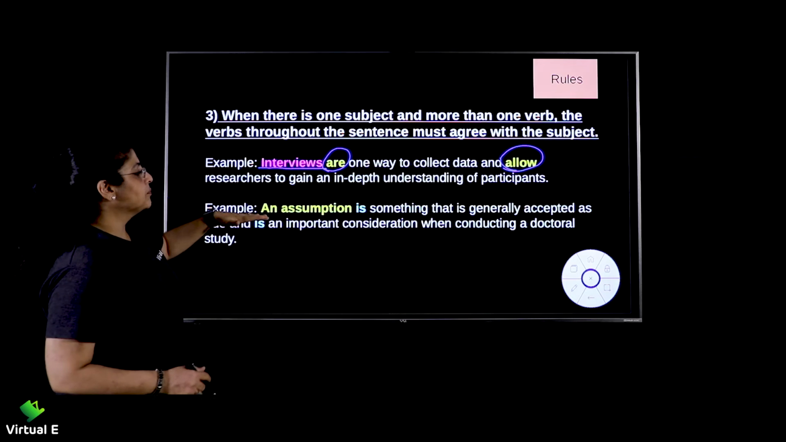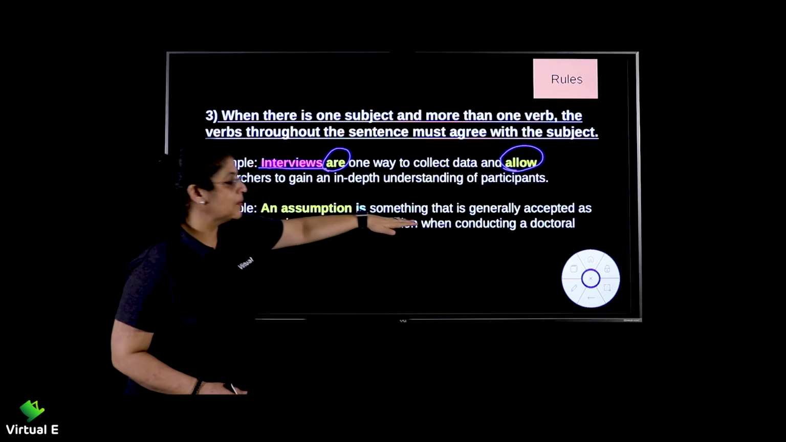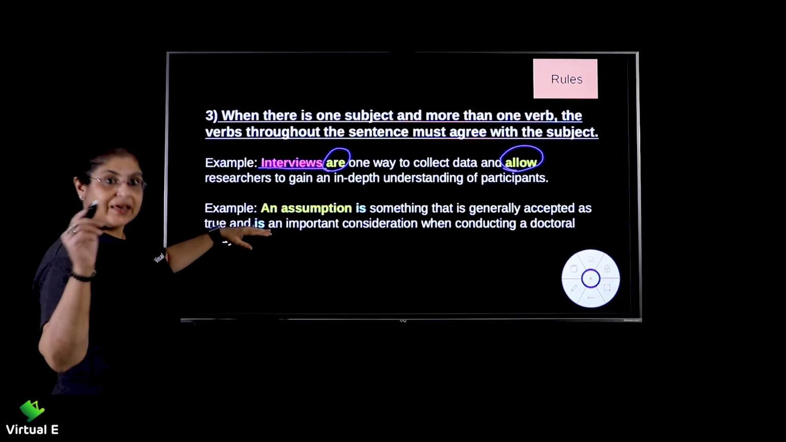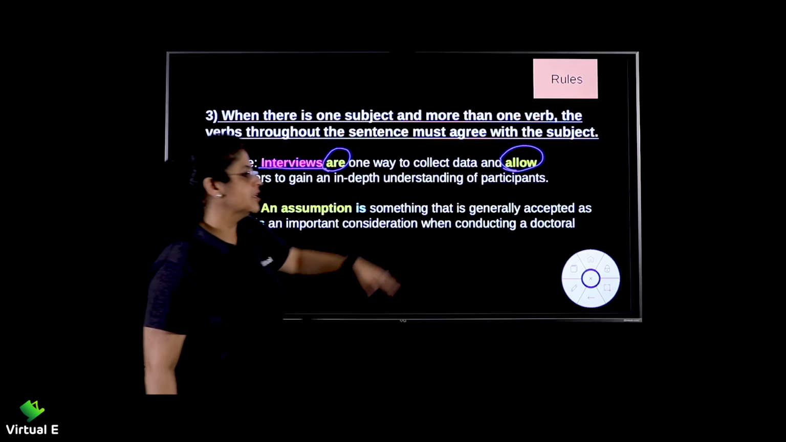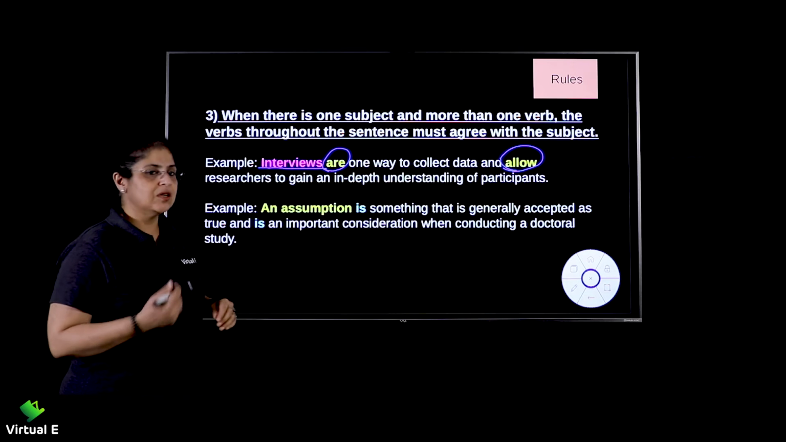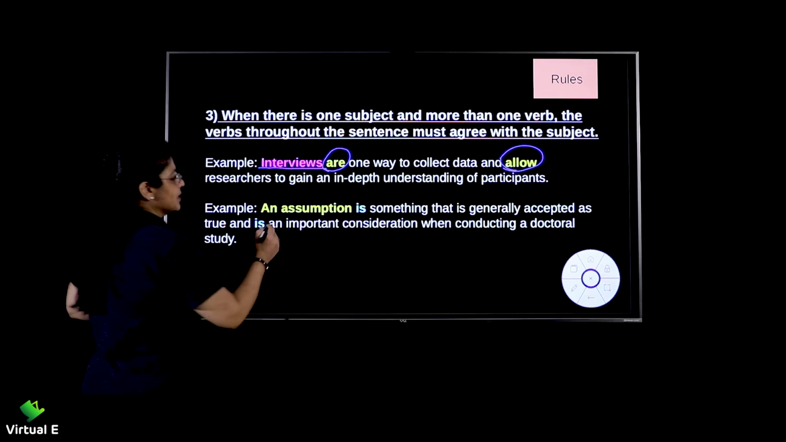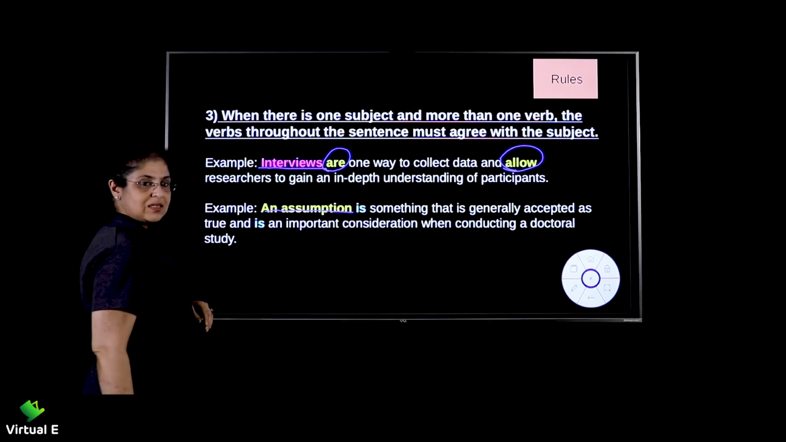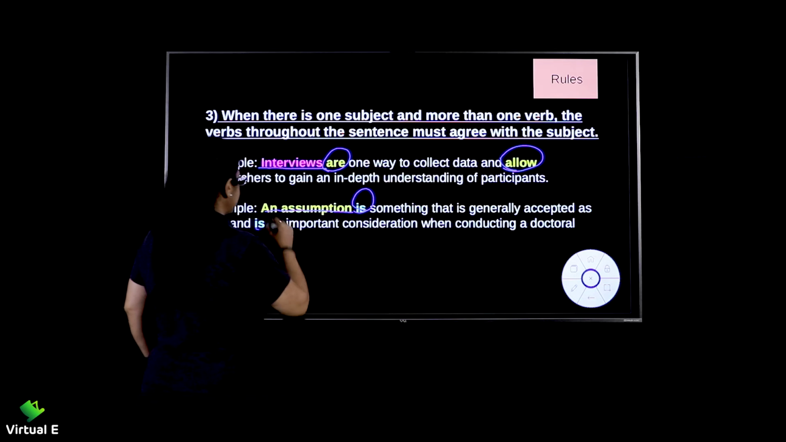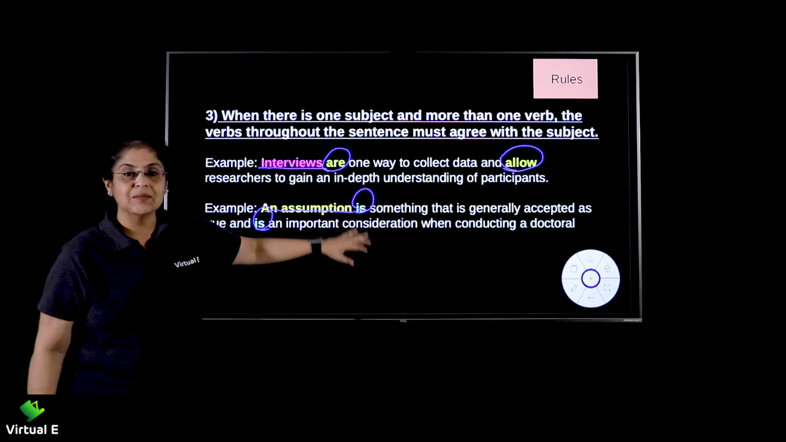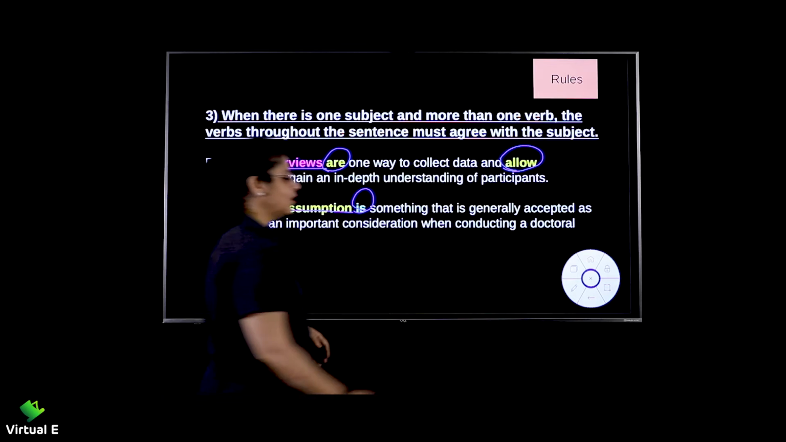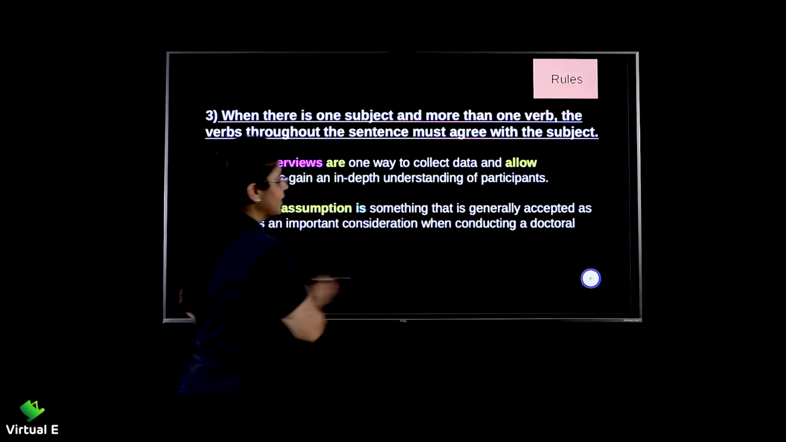Likewise, another example, an assumption is something that is generally accepted as true and is an important consideration when conducting a doctoral study. So, before I do it, come on, quickly tell me, which is your subject? An assumption is your subject. And which are the two verbs? They have been highlighted for you. Both are taking is. Why? Because your subject is singular. Right? Simple, isn't it? It's not at all difficult. I already told you not to worry at all.